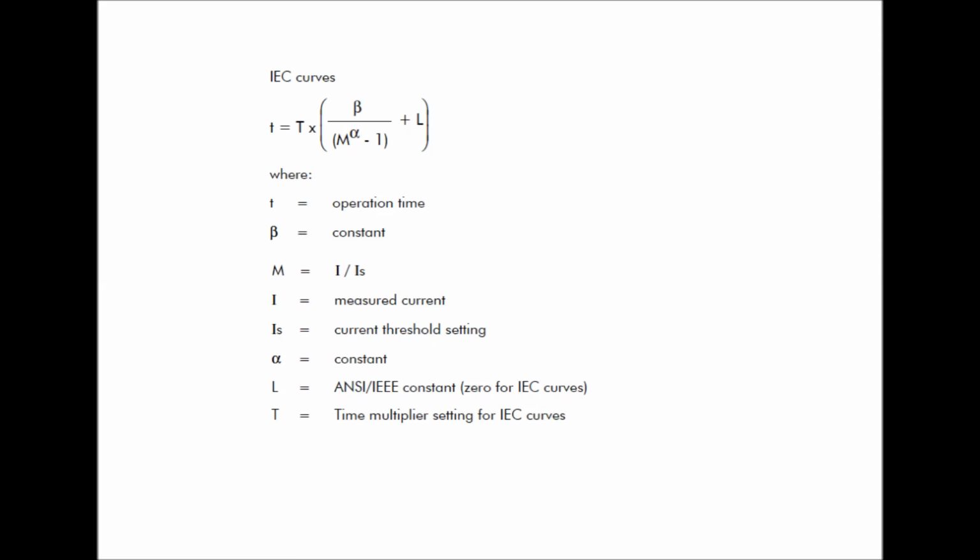I is the measured current or the fault current, and IS is the current threshold setting or current pickup setting given to the relay. Alpha is a constant, and L is a constant which is 0 for the IEC curves, that is, for all three curves the value of L is 0. T is the TMS or time multiplier setting for the IEC curve.